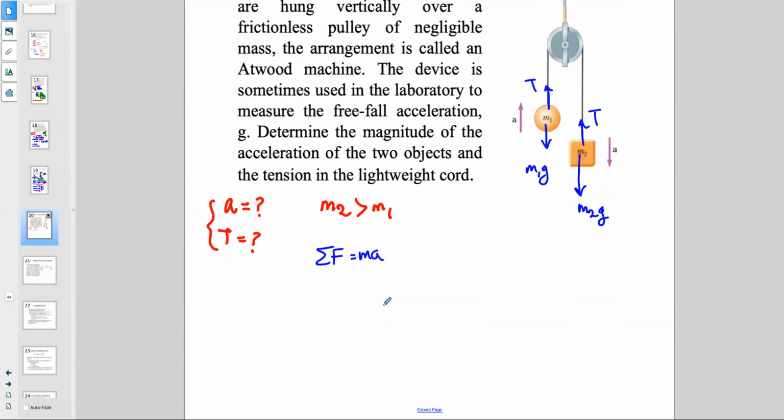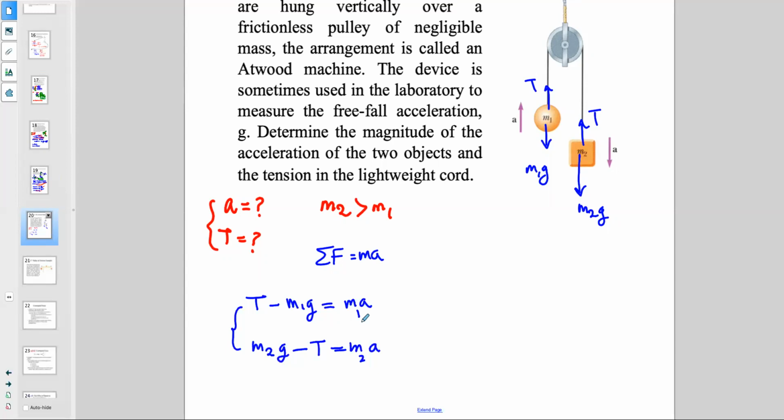Okay, so for the first object, I have T minus M1G equals M1A. And for the second object, for M2, I have M2G minus T equals M2A. And this is M2, this is M1. Okay? They have the same acceleration. Right? It doesn't make sense to have two objects hanging and then have two different accelerations.